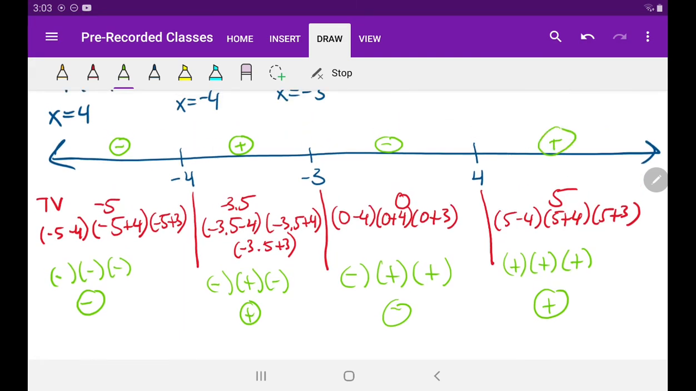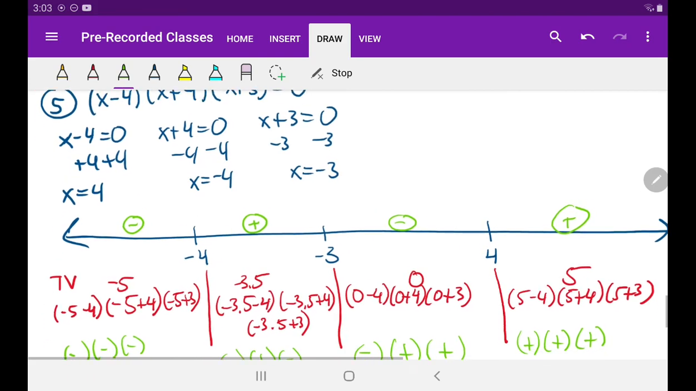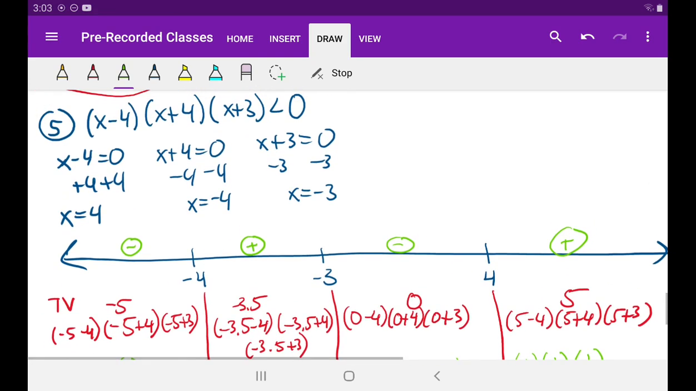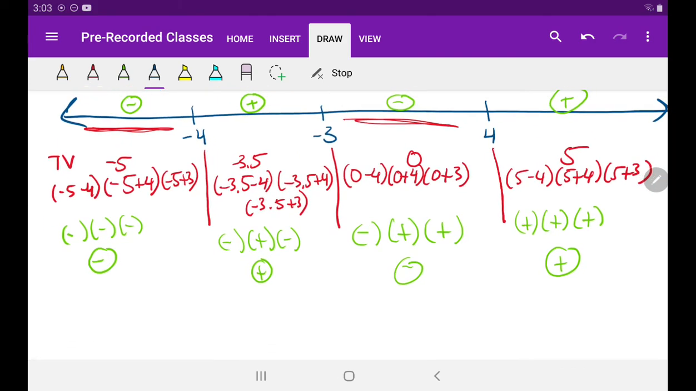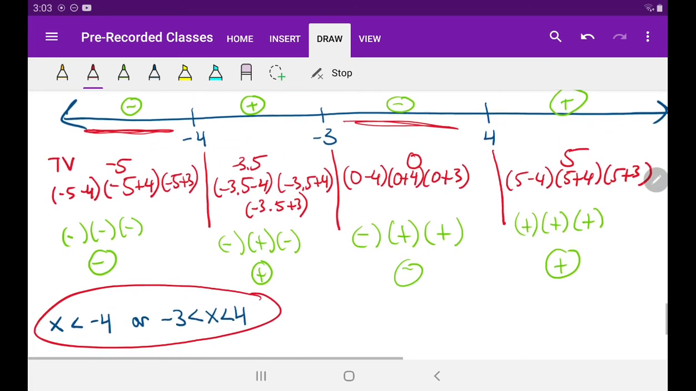Now, the original problem asked us where we were less than 0. So less than 0, that means where are we negative? And so we're negative here to the left of negative 4, and then between negative 3 and 4. So we want to write that out with inequalities. So we can say x is less than negative 4, or we're between negative 3 and 4. So negative 3 less than x less than 4. And that's your answer for number 5.